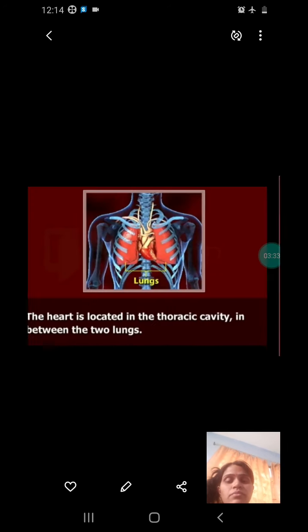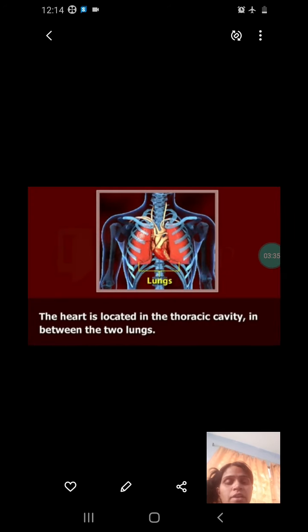We have already discussed that the heart is located in the thoracic cavity between the 2 lungs. You can easily see it on my screen. The red part is our lungs, and between the 2 lungs the heart is present. This area is called the thoracic cavity, and these very delicate organs are protected by the rib cage.